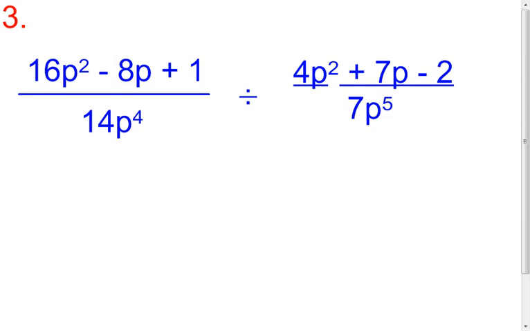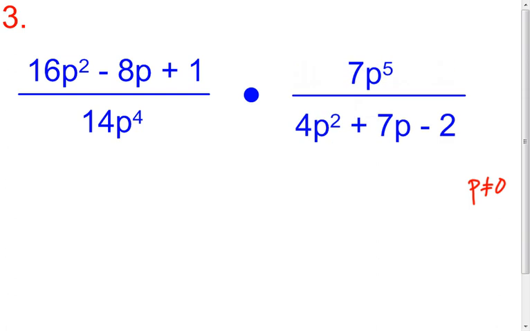All right, here's another one where we actually have to do a little bit of factoring to get this to work. But again, I want you to pay attention to what's in the denominator because of this and this right here, and I'm just going to write this off to the side right now. I know right away that p can't be 0. Okay? And now, instead of dividing that fraction, of course I'm going to multiply by the reciprocal, and so it will look like this instead.